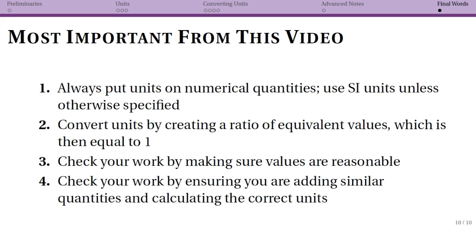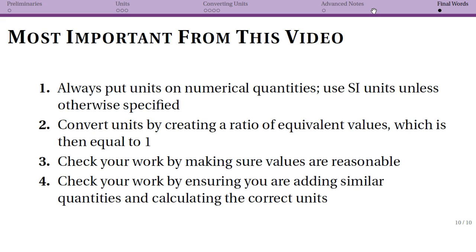So I want to just summarize a little bit. Make sure that you're putting units on your numerical quantities. Again, a variable doesn't need to have units written after it, since the units are actually really inside the variable itself. You should be using SI units in my class unless otherwise specified. You might occasionally be asked to find a speed and convert it to kilometers or miles per hour, simply for the sake of having a better feeling for it.